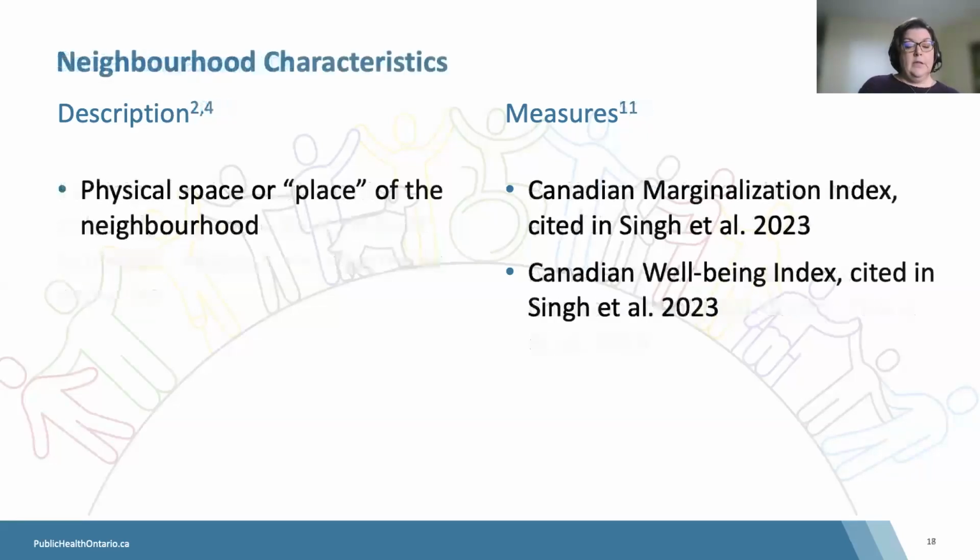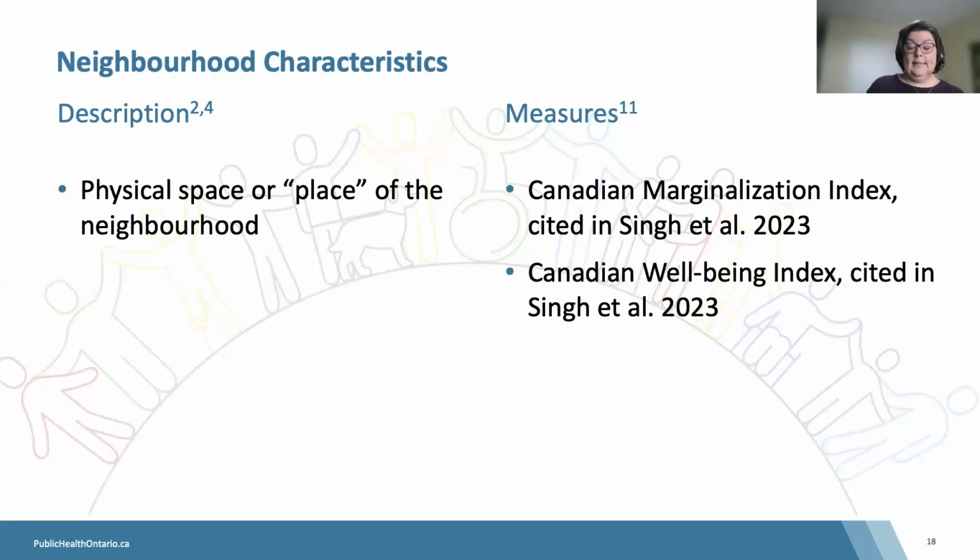The last domain that I'm going to talk about is neighborhood characteristics. And you can think about this as the physical space or the place of the neighborhood. Up until now, we've really been talking about the people. And now we're going to talk about the characteristics of the neighborhood that promote social engagement of some kind. So, for example, are there features of where you live in your community that make it easier for you to connect with people? Are there pathways? Are there walkable streets? Are there parks?